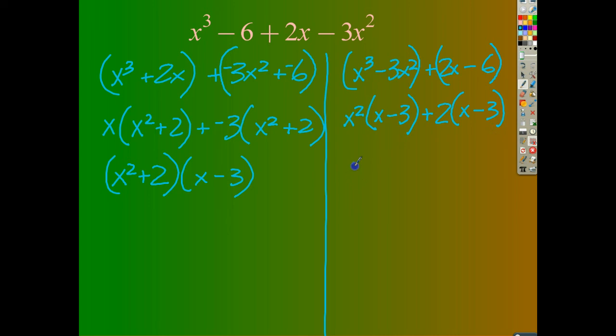And then I have a common factor of x minus 3 there. And that's left with x squared plus 2. Okay? And you'll see these two things match. Okay?